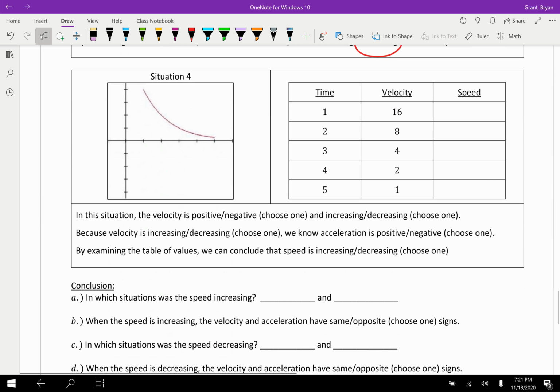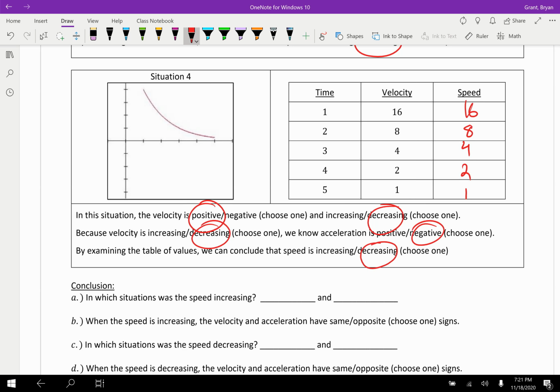Last but not least. In this situation, the velocity is positive. Look at those positive values above the x-axis, and the velocity is decreasing, negative slope, right? Because velocity is decreasing, acceleration is negative. Looking at this table of values over here, because our speeds are getting smaller, speed is decreasing.